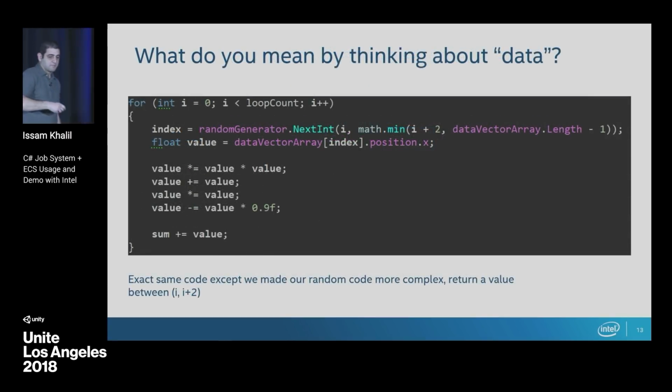So I'm going to change my random generator. I'm going to add more work to what we considered work before. I'm going to make my random generator more complex. Before, it was going from 0 to all, randomly accessing an index in the array. Now it's going to be more constrained. It's going to access I to I plus 2. It's still going to be random. It's still going to do the same amount of work. In fact, it's going to do more because now you have a min function and so on. You're doing more work, but you changed where you're accessing your array.